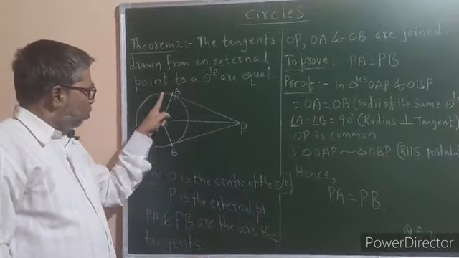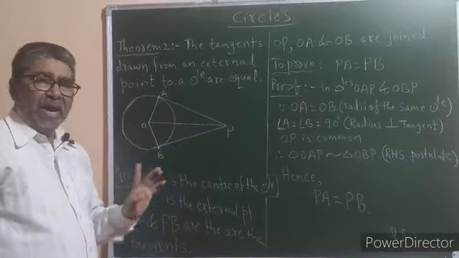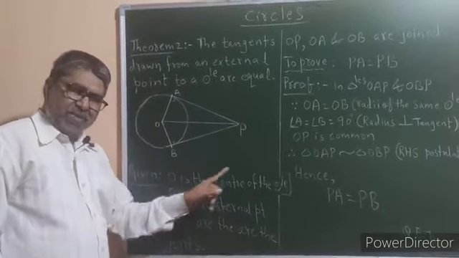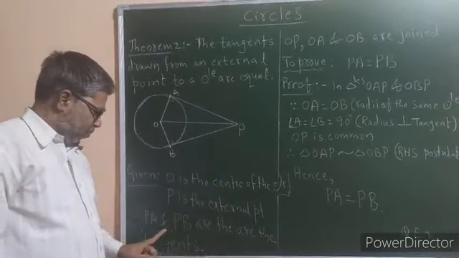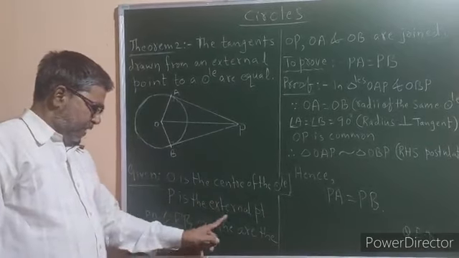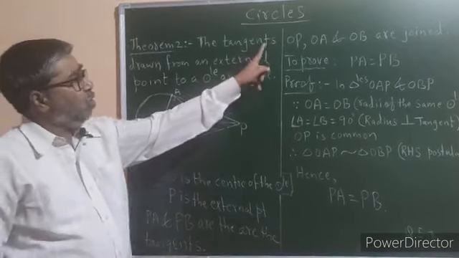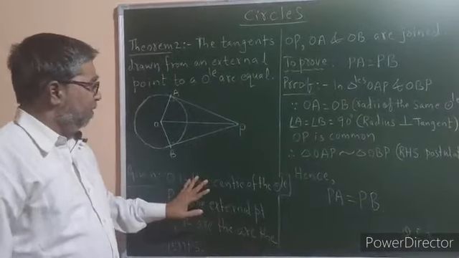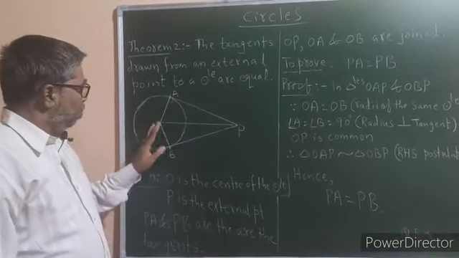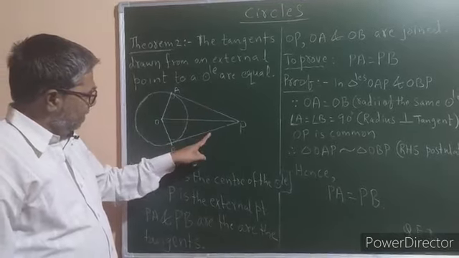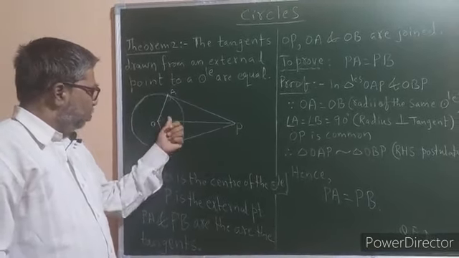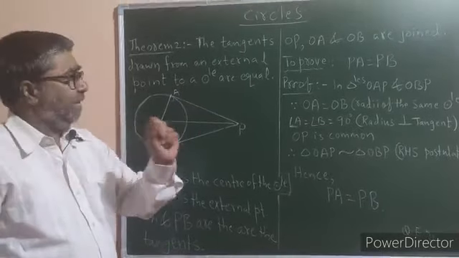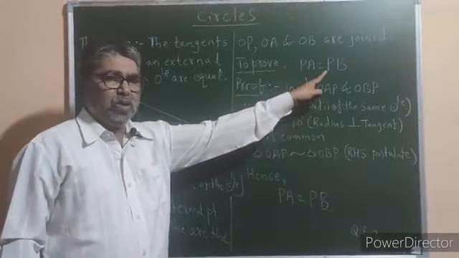O to A, O to B, O to P are joined. This is given: O is the center of the circle, P is the external point, PA and PB are the two tangents, and OP, OA and OB are joined. Now what is to be proved? To prove that the two tangents drawn from the external point to this circle, PA and PB, are equal in length. So to prove PA is equal to PB.